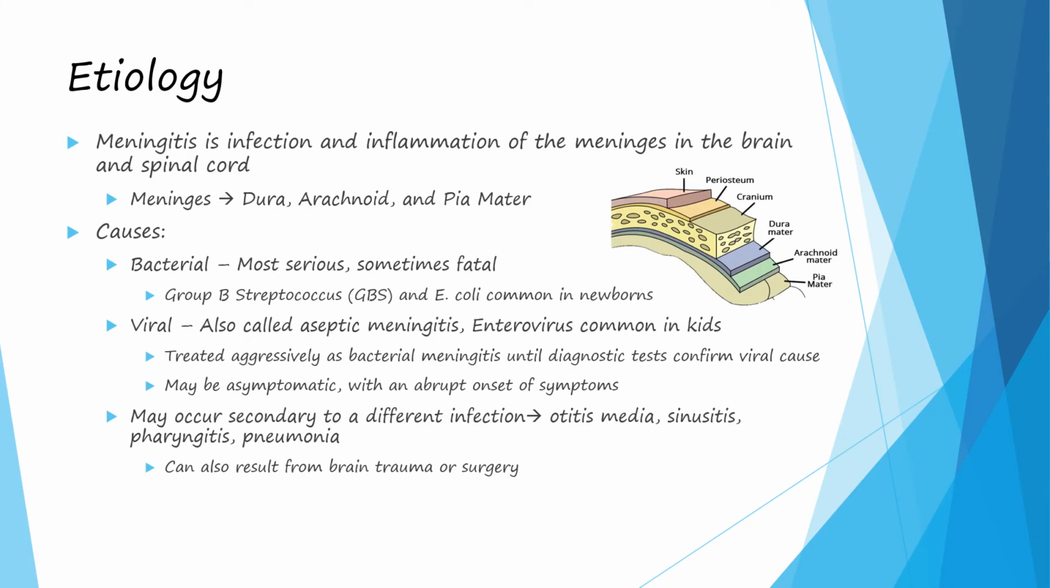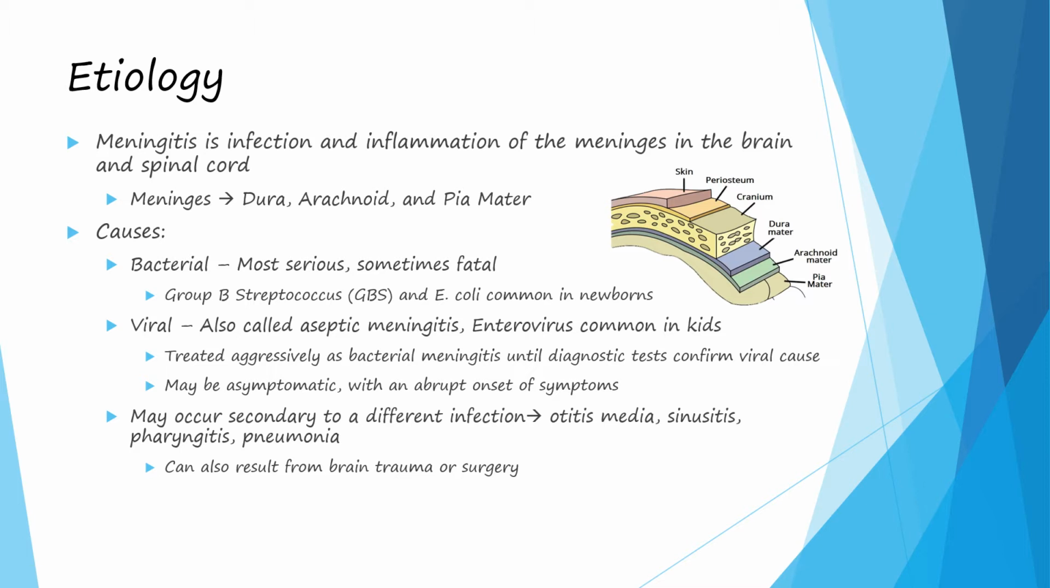Alright, so the etiology. Meningitis is an infection and inflammation of the meninges in the brain and the spinal cord. These meninges are the dura, arachnoid, and pia mater, as you can see in the picture. These are the tissues closest to the brain, so it is important to catch this infection fast in a tiny human. Some causes of this.